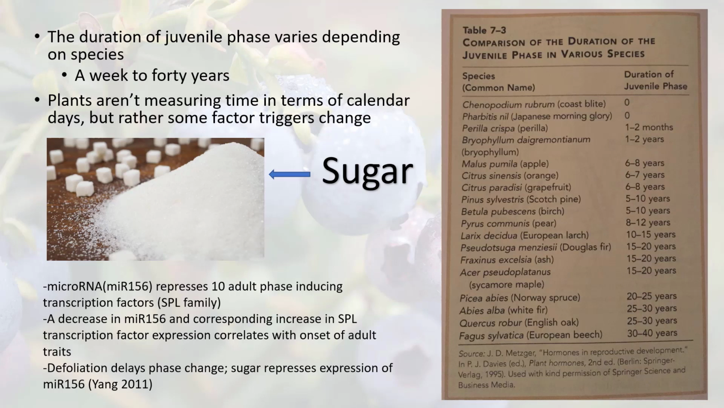Now, plants aren't actually measuring time in terms of that, right? They're not measuring the passing of days. But what they think is how plants are able to measure the time or know when the time is to switch over to mature plant and go through that phase change is the accumulation of sugar, right? It all goes back to that photosynthesis, right? Because what is photosynthesis? It's taking carbon dioxide from the air and turning it into sugar. It's turning it into a glucose molecule.